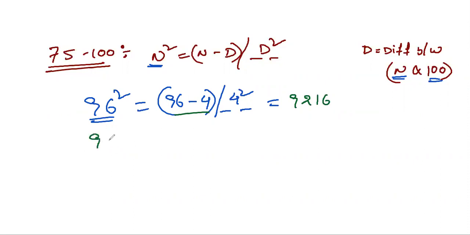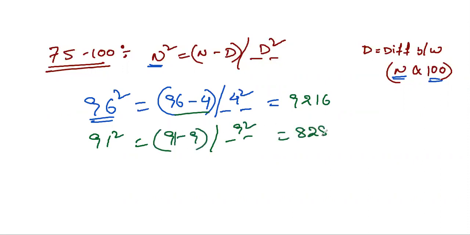Let me take another example. 91 square. Difference is 9. 9 square you will write. 91 minus 9, 82. 9 square is 81. So 8281.